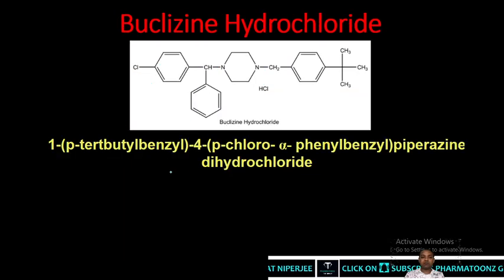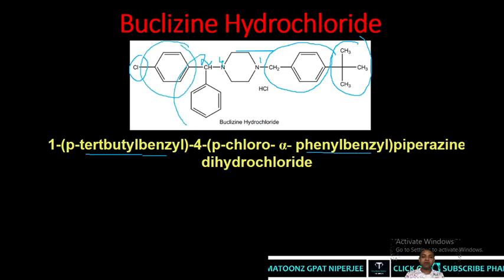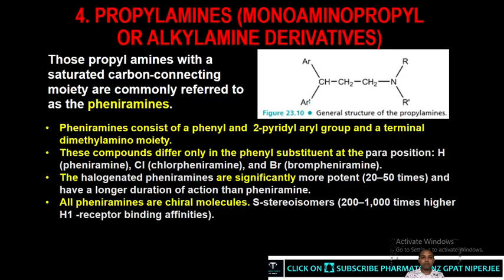Next is buclizine. Let us understand the nomenclature. Here the first number is given here. At the para position there is a tert-butyl group. So para-tert-butyl, and this whole is a benzyl group. Then this is the fourth position, para-chloro. This is called the alpha position, alpha-phenylbenzyl. So this is the alpha-phenyl group and the whole is a benzyl group, and the last is piperazine dihydrochloride. So this is the structure of buclizine. In the structure of buclizine, the para-tert-butyl benzyl group is attached at the N1 position.